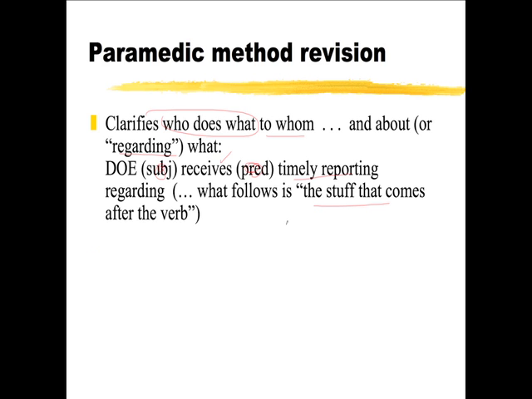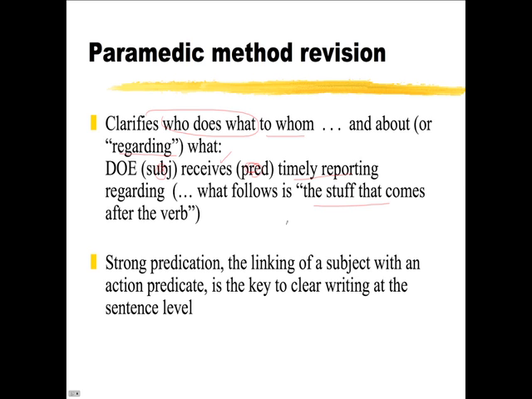So what parametric method and what head first editing does is it creates strong predication, the linking of a subject with an action predicate. And actually this is the key to clear writing at the sentence level. Head first, strong subject and action predicate. Readers are looking for predication. That's this term here. Some grammar books will tell you that the linking of the subject with an action predicate, they'll use this term, predication. Other grammar books will use different terms, but let's start with predication. That's what readers are looking for.